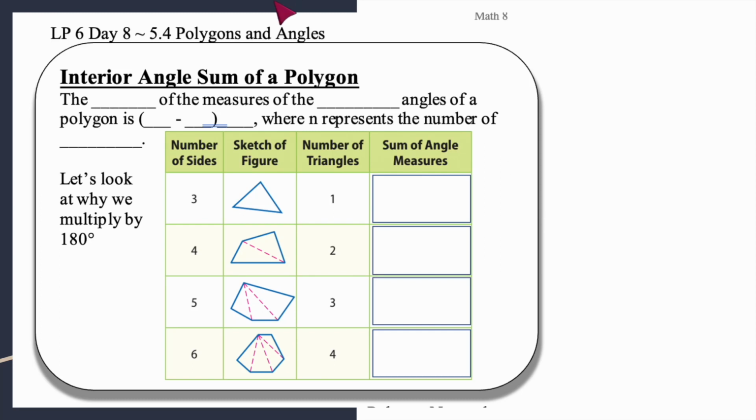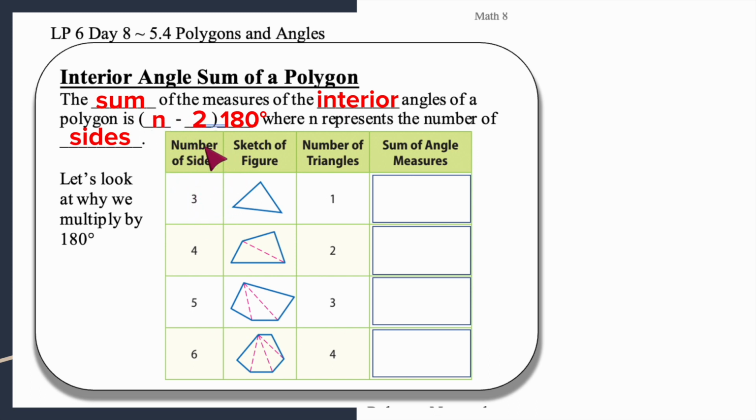In this video, we're going to take a look at the interior angle sum of a polygon. Remember, a polygon is just, poly means many and gon means sides, so it's many sides. That's all that means. So the sum of the measures of the interior angles of a polygon is n minus 2 times 180, where n represents the number of sides. So let's look at why we multiply by 180 and what n minus 2 really means, okay?